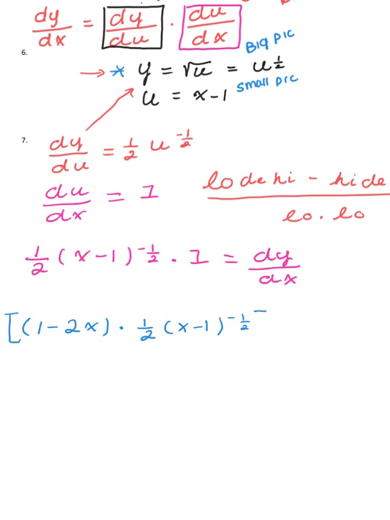And I'm going to put those little brackets around it just because I'm dealing with a lot of parentheses here. It's low d high minus high d low. So I look back, my original numerator is that square root of x minus 1. d low is the derivative of the denominator. If I look back at my original, the denominator is 1 minus 2x. So what's the derivative of 1 minus 2x?